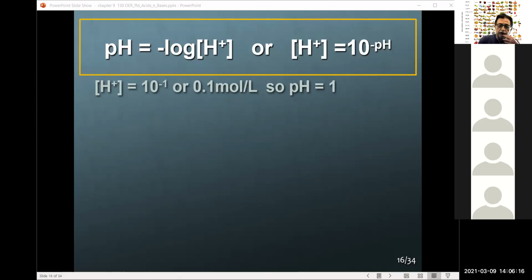Now, let me share with you my calculator real quick. No, maybe not. Where'd it go? There it is.